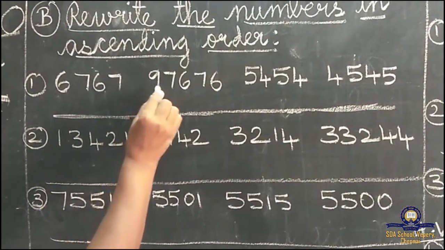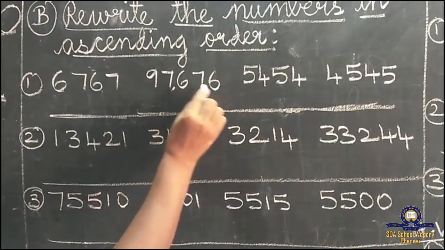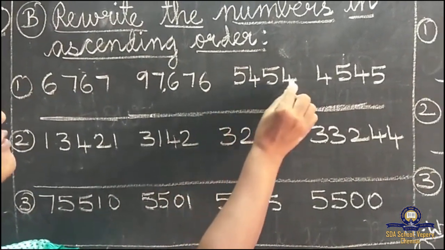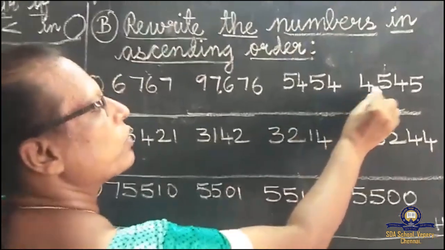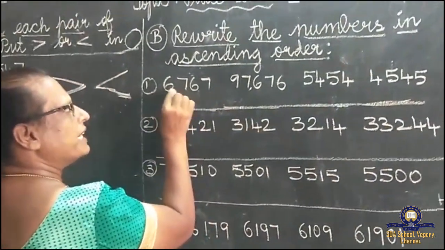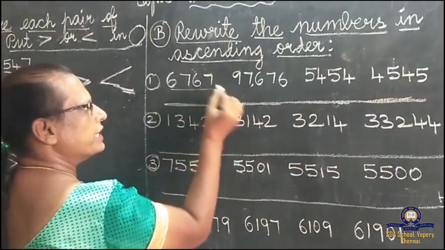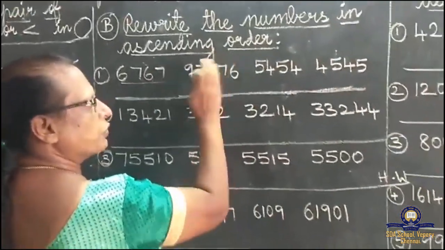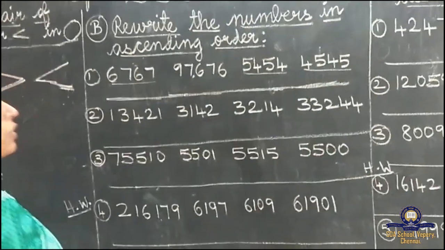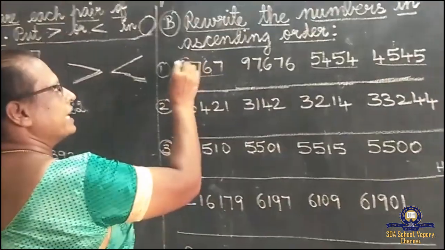So the first sum, read 6,767. Here 97,676. Here 5,454. Here 4545. First what you have to do? See here how many digit is there, children? Here 4 digit. Here 5 digit. So you leave it first. Here also 4 digit. Here also 4 digit. So first what you have to do? You have to see that.